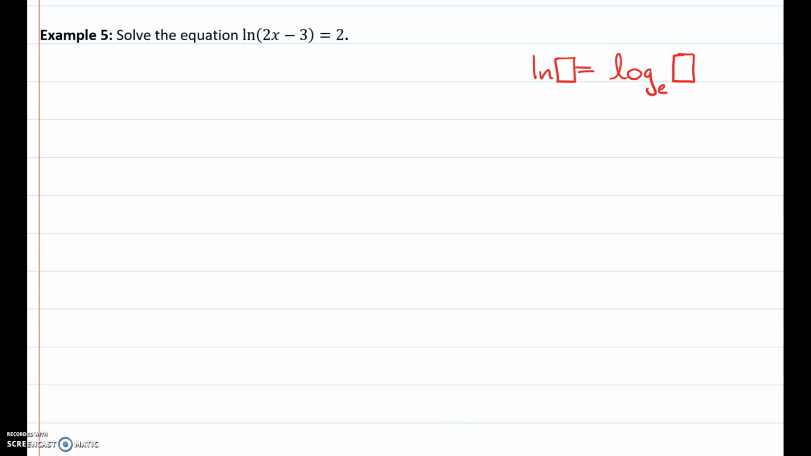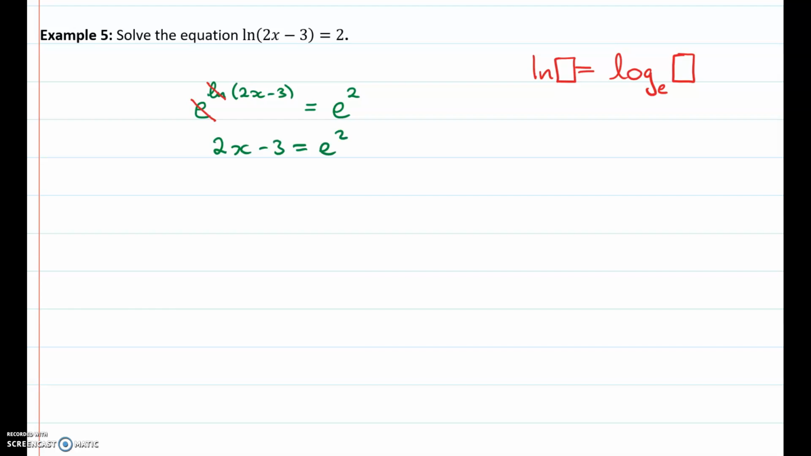We're going to raise both sides here to become powers of e. So it's going to become e to the power of ln(2x minus 3) is equal to e to the power of 2. Okay, so the e and ln will actually cancel, and you have 2x minus 3 is equal to e squared.